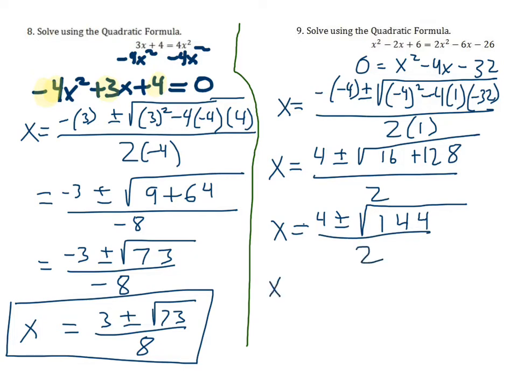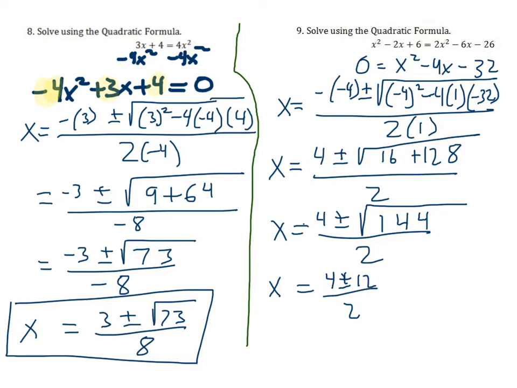And that one's kind of nice. We know the square root of 144. That is 12. So we have 4 plus or minus 12 all over 2. Now, over here, we couldn't do anything with this, so we left it alone. This just represents a big decimal number. But in this case, we can.